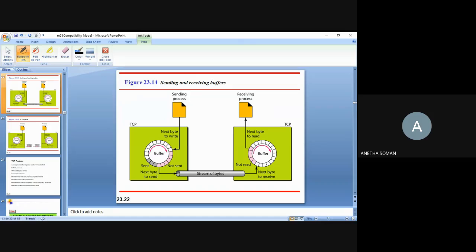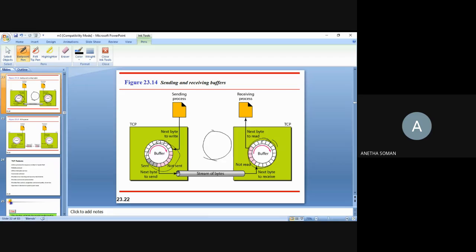You can see in the diagram here a sending process with a buffer, and at the receiving process also a buffer. So you have two types of buffer, the sending buffer and the receiving buffer. They are implemented in the form of a circular array. Here the two buffers are split into 20 bytes, just as an example. The author has given 20 bytes, but usually it will be thousands of bytes, depending on the implementation.